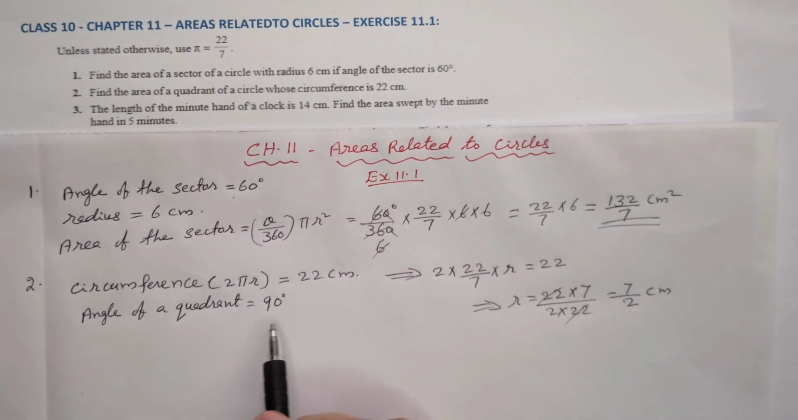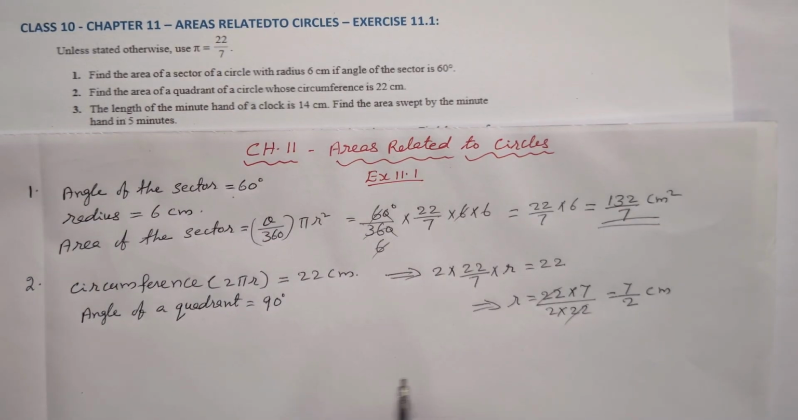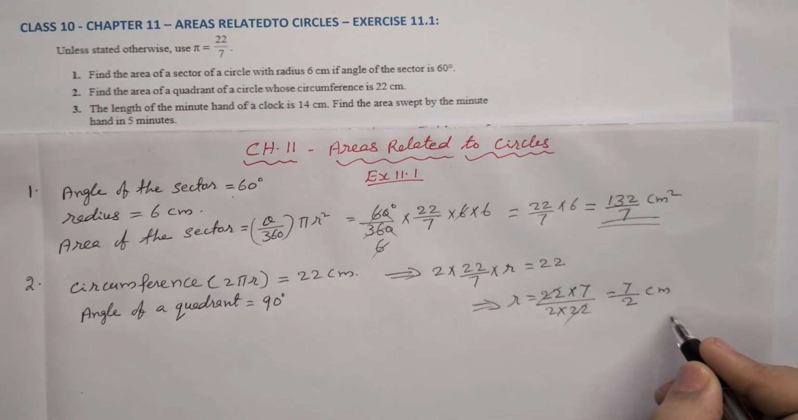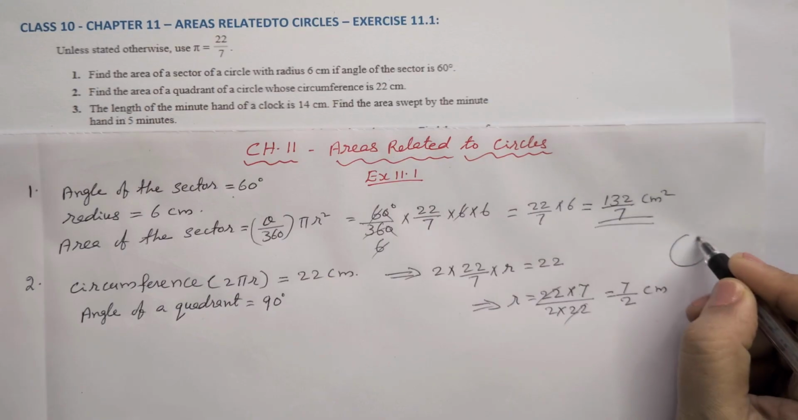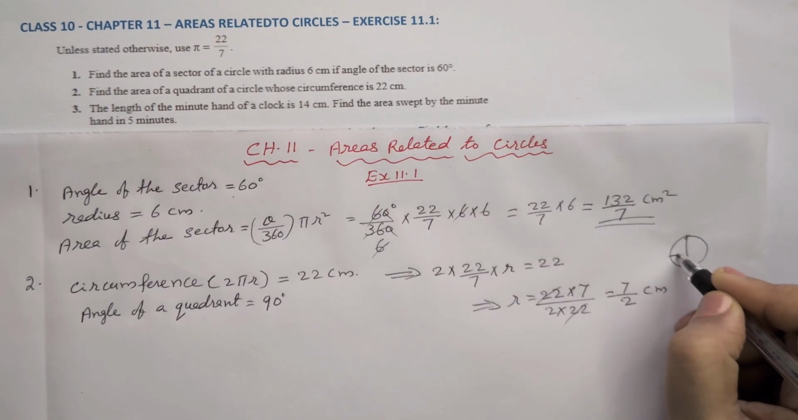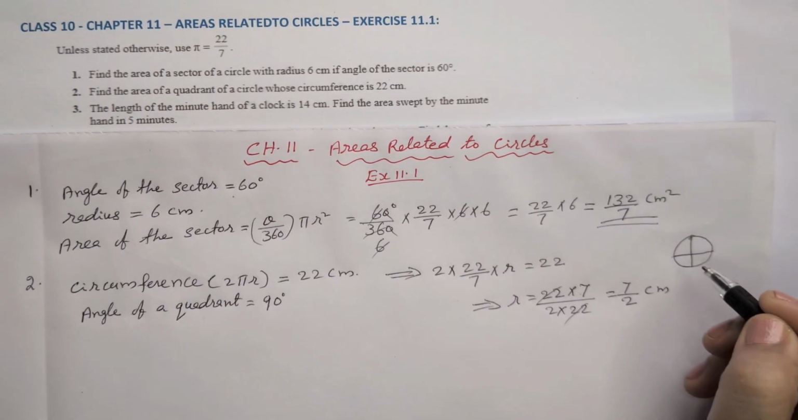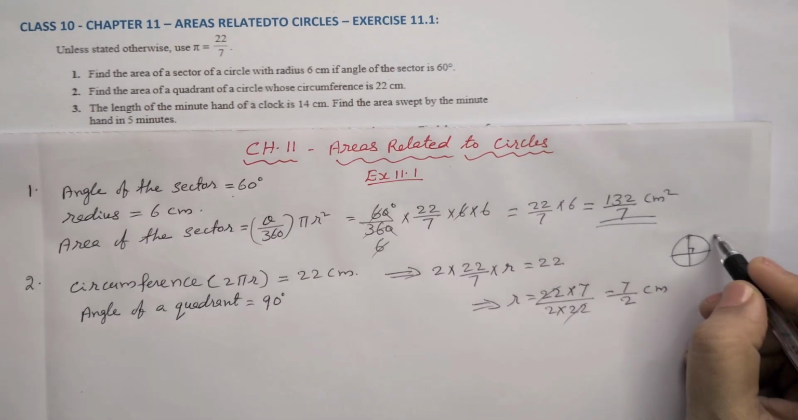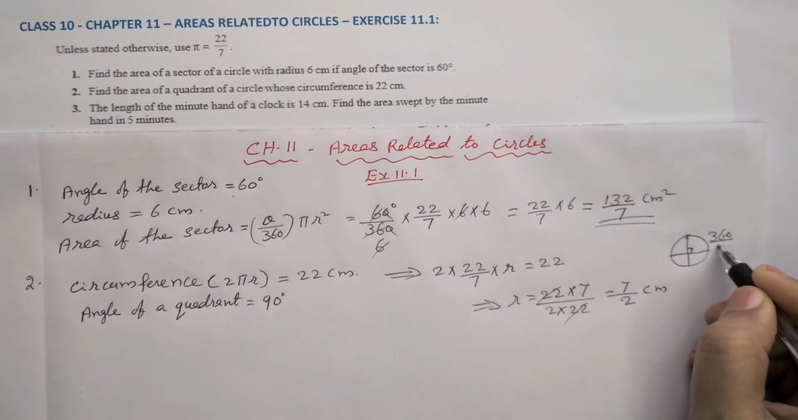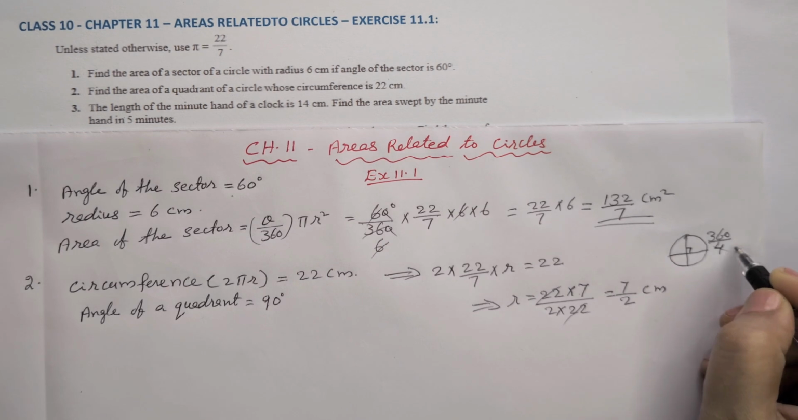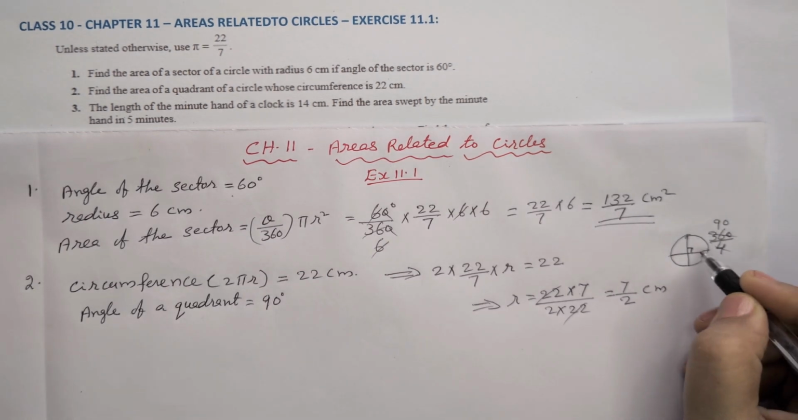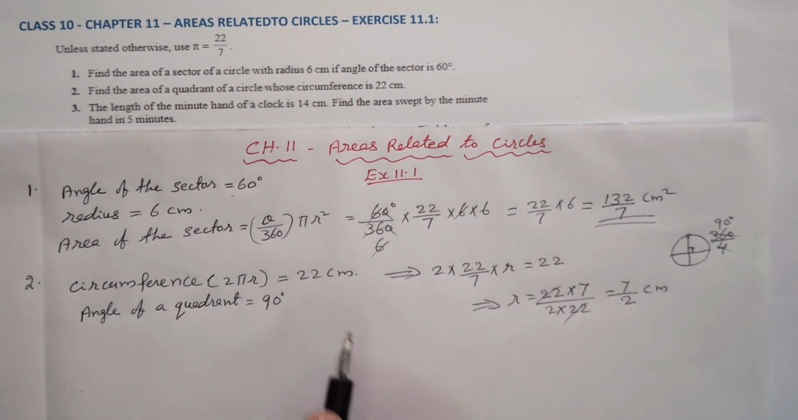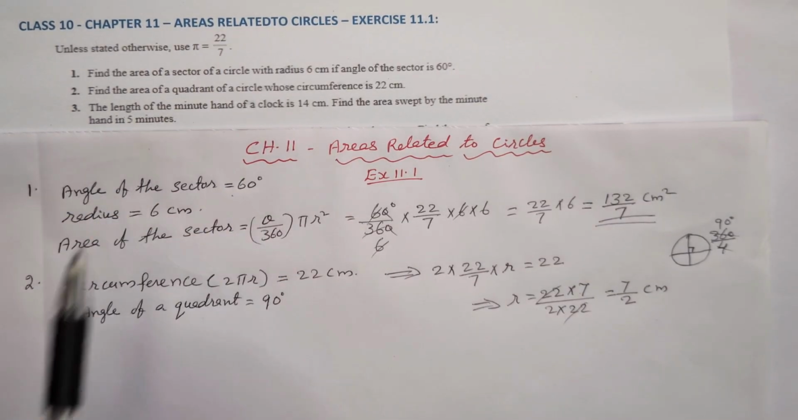And quadrant. Quadrant means 90 degrees. We know that a circle can be divided into 4 equal parts. When we divide into 4 equal parts, each one is a quadrant, and that is 90 degrees each. 360 divided into 4 equal parts, so we get 90 in each. So the angle of a quadrant is 90 degrees. Then what we have to find is the area.